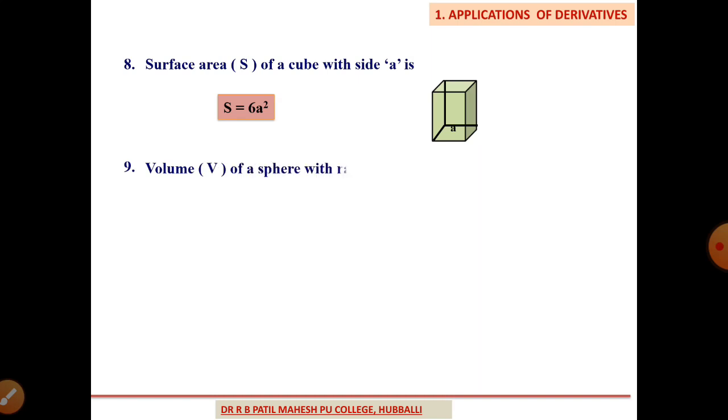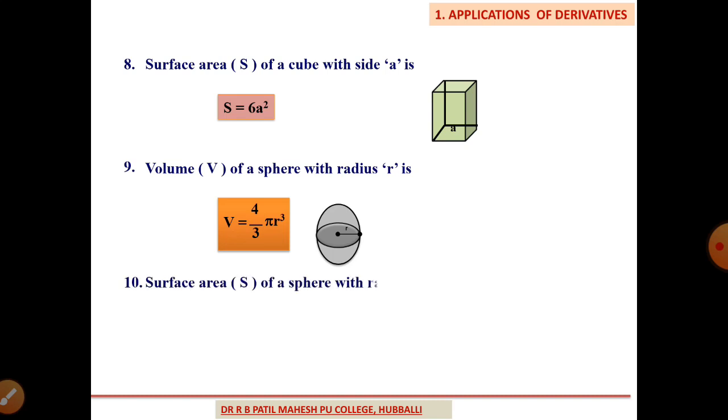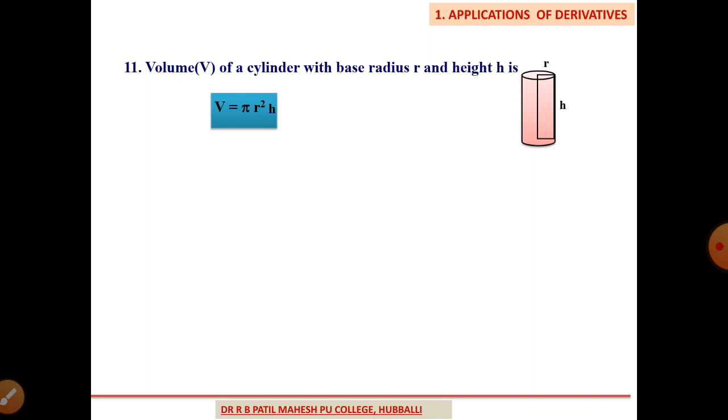Number 9, volume V of a sphere with radius r is V equals 4 by 3 into pi r cube. Number 10, surface area S of a sphere with radius r is given by S equals 4 pi r square. Next, number 11, volume V of a cylinder with base radius r and height h is given by V equals pi r square h.